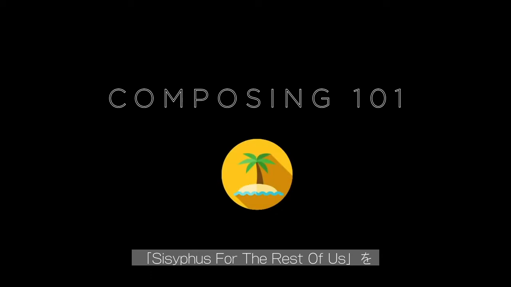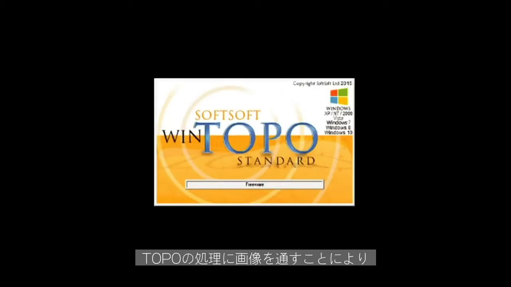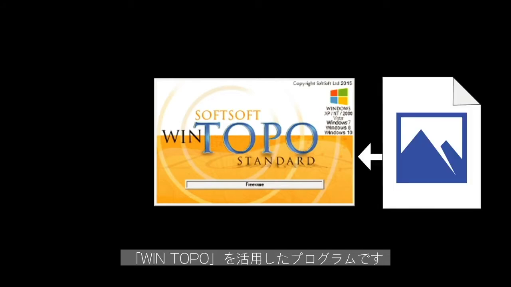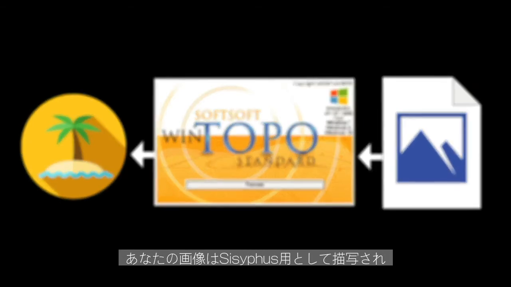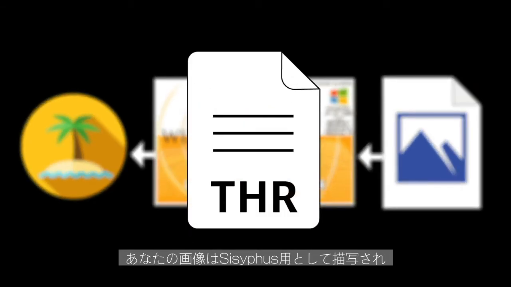Welcome to Composing 101. In this video, we'll be learning how to use Sisyphus for the Rest of Us, created by Markyland. Sisyphus for the Rest of Us is a program that utilizes WinTopo, a vector conversion software. By putting images through WinTopo's processing and then through Sisyphus for the Rest of Us, you are left with a fully rendered THR file of your image, perfectly formatted for Sisyphus.